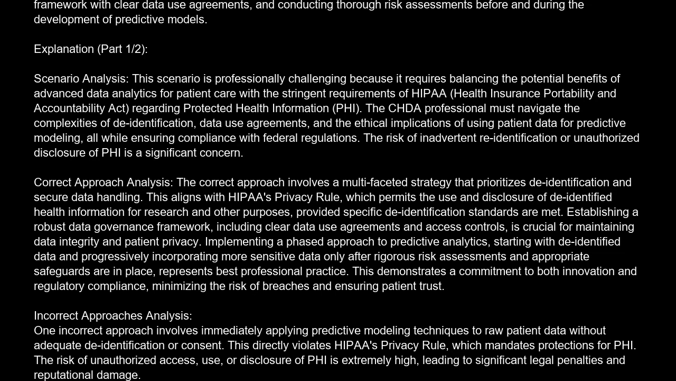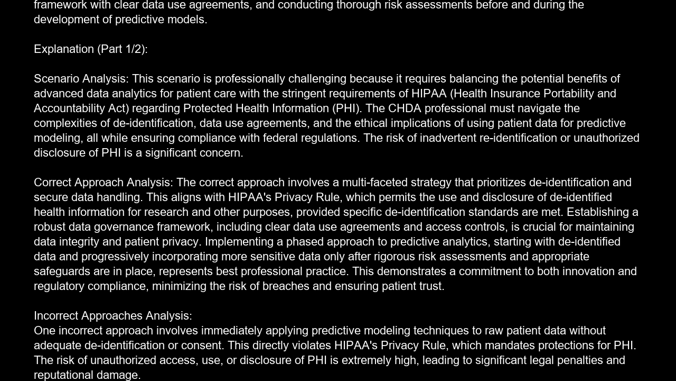The correct answer is D. Prioritize de-identifying patient data according to HIPAA standards, establishing a comprehensive data governance framework with clear data use agreements, and conducting thorough risk assessments before and during the development of predictive models.